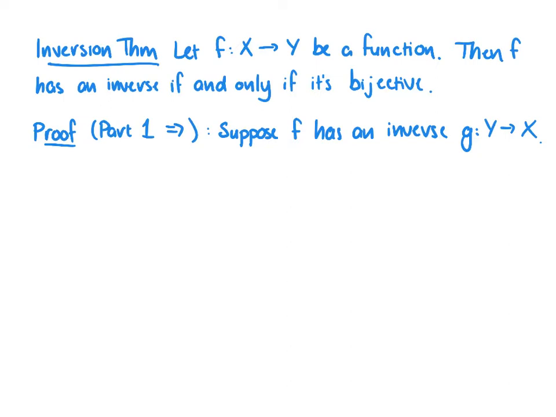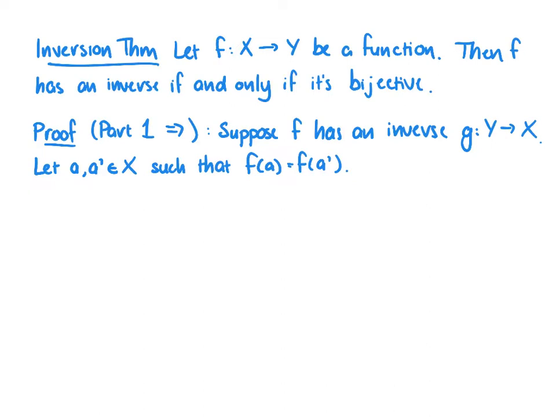Now, we want to show that f is both injective and surjective. That's what it means to be bijective. So I'm going to start with the injectivity part. Let's say that a and a prime are elements of x such that f of a equals f of a prime. This is how we start an injectivity proof, and our ultimate goal is to show that a and a prime actually have to be equal.